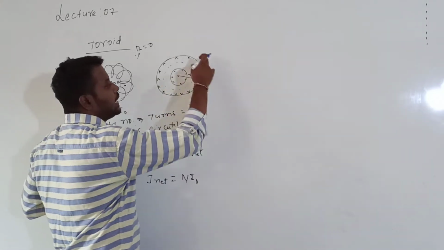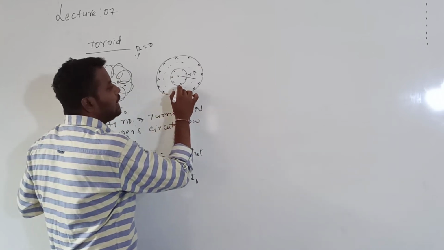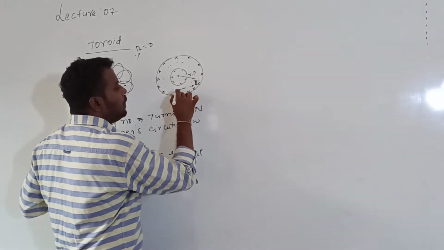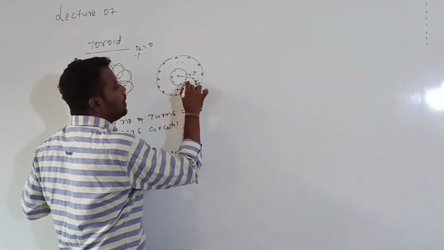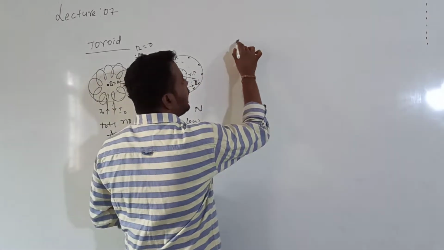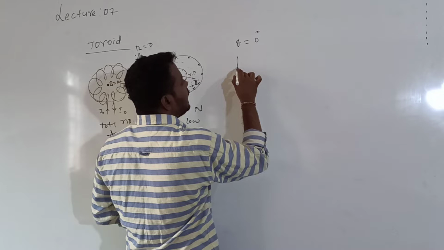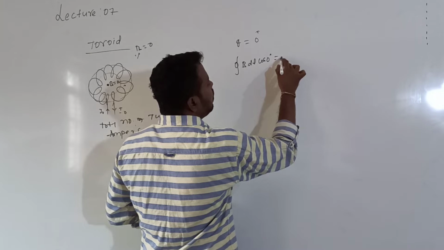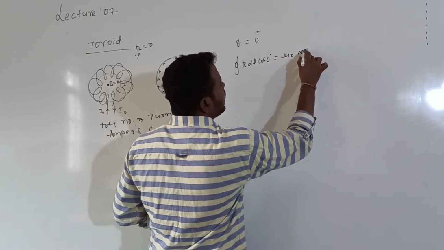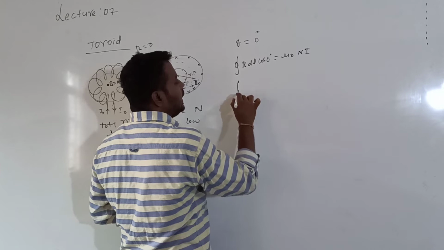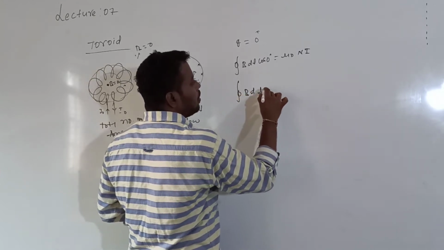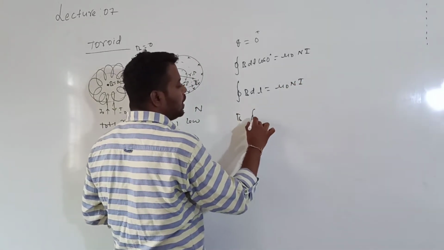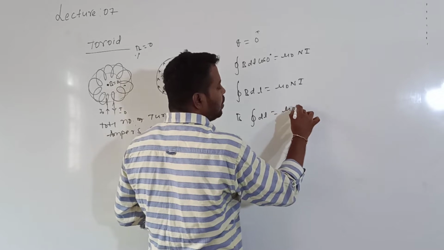What is the direction of the magnetic field? The magnetic field direction will be tangential to this imaginary surface. This is the direction of B. If I consider a small element of length dl in the direction of B, the angle theta between B and dl is 0. The line integral of B dot dl, that is B dl cos 0, equals mu naught into I net, which is N into I. So the line integral of B dl equals mu naught N I. B into the line integral of dl equals mu naught N I.